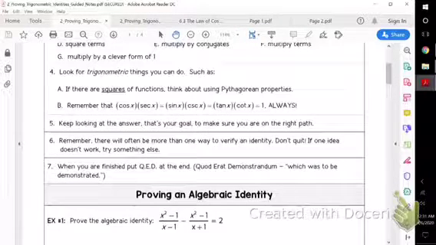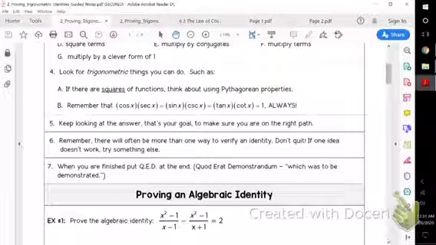Then look for the trigonometric things you can do. If there are squares of functions, think about your Pythagorean identities. Remember that cosine and secant are reciprocals, sine and cosecant are reciprocals, and tangent and cotangent are reciprocals, and reciprocals, when multiplied, always equal 1. Keep looking at your answer. That is your goal. Make sure you're on the right path, okay? So keep looking. What do you need? Do you need all sines? Then don't put a cosine in the formula if you just need sines, okay?